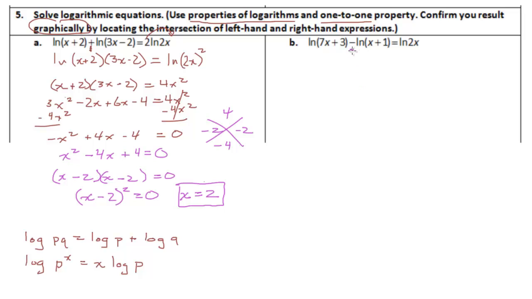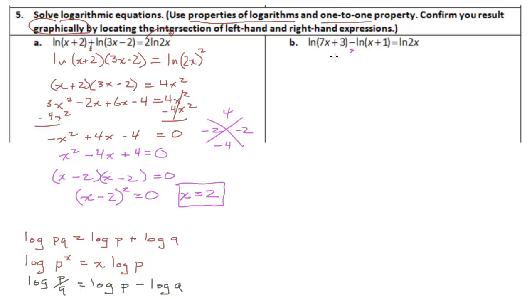Let's take a look at our other one. Now here it's a minus, so the other property when we have a minus is the log of p over q is equal to log p minus log q if we expand it. That's the property.